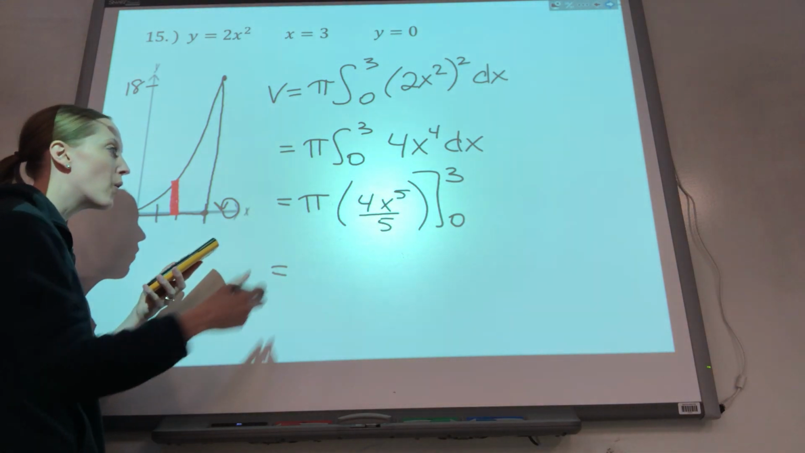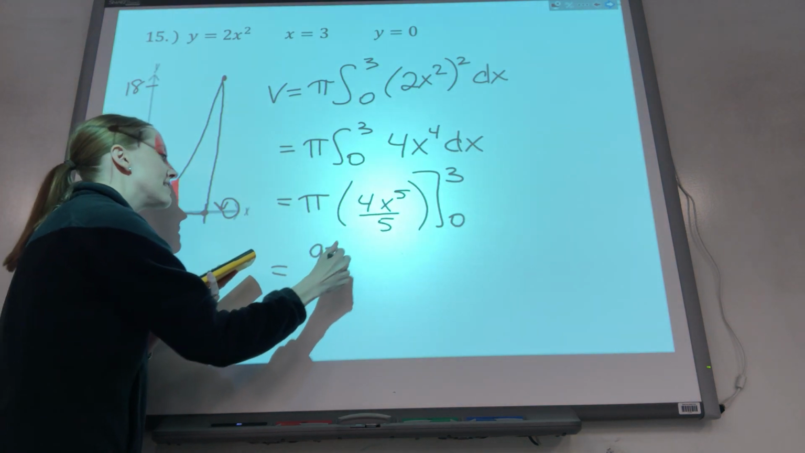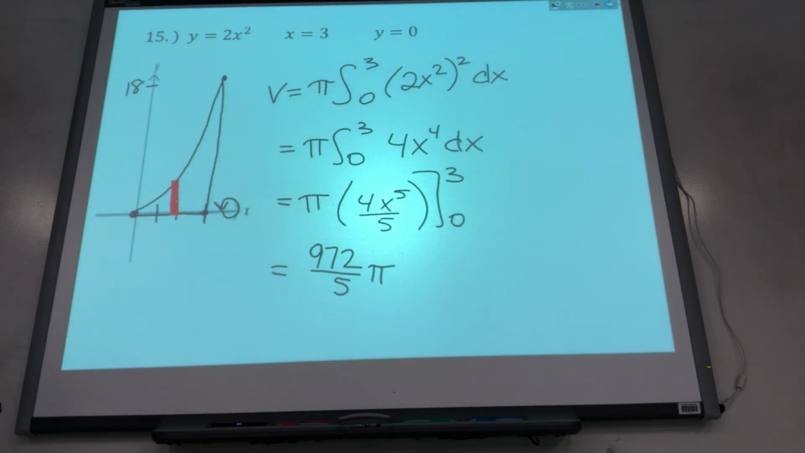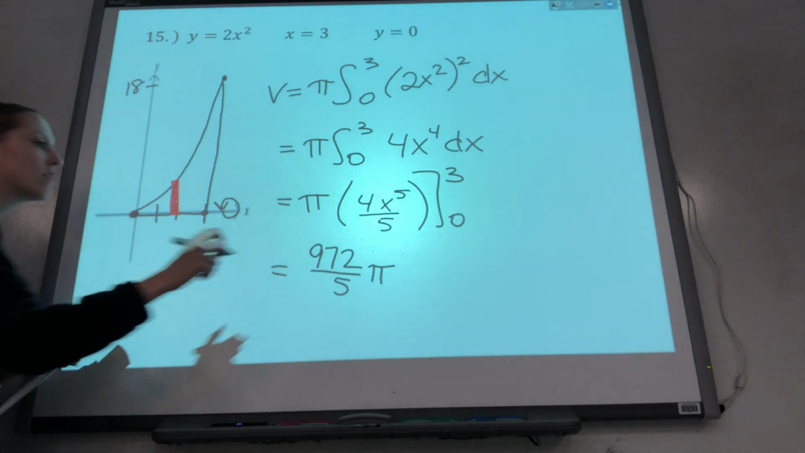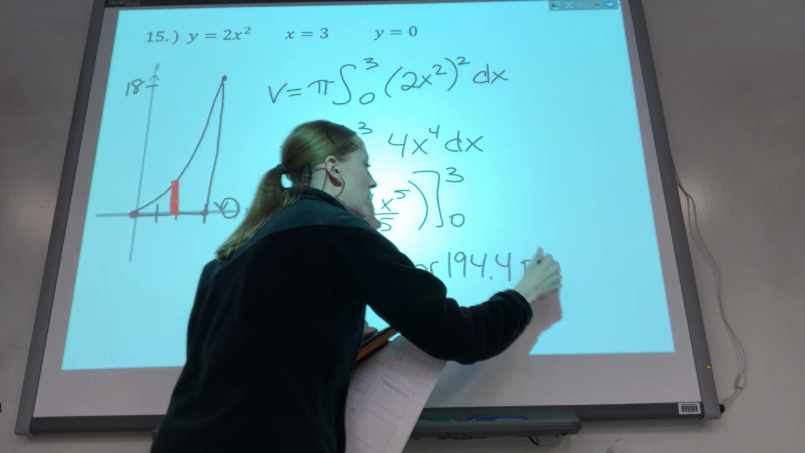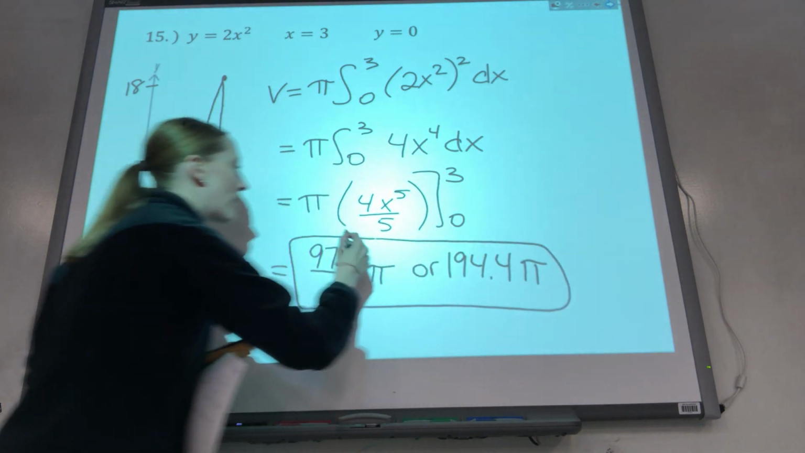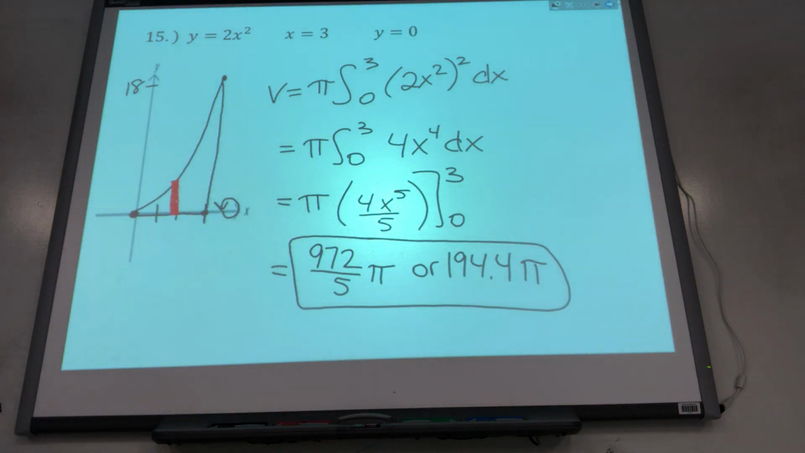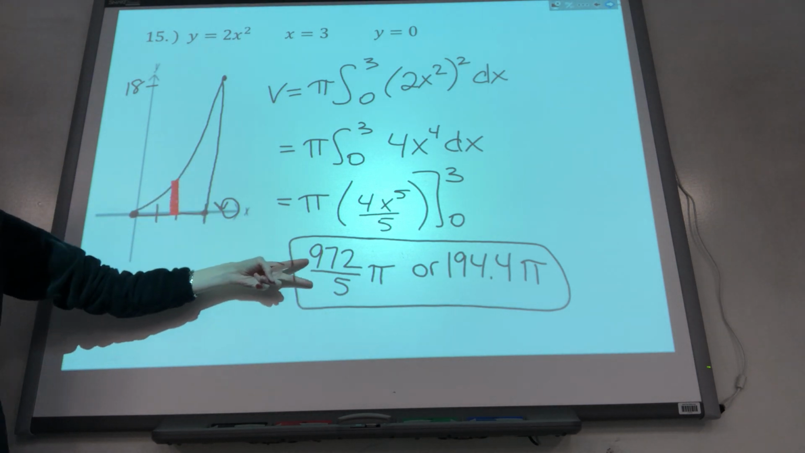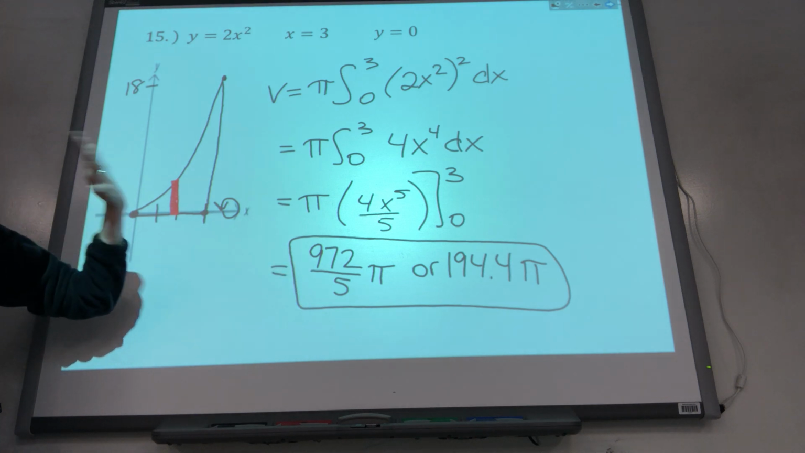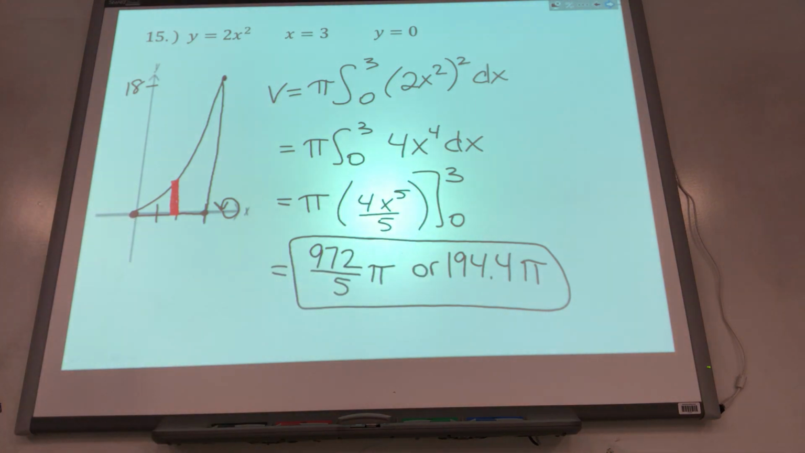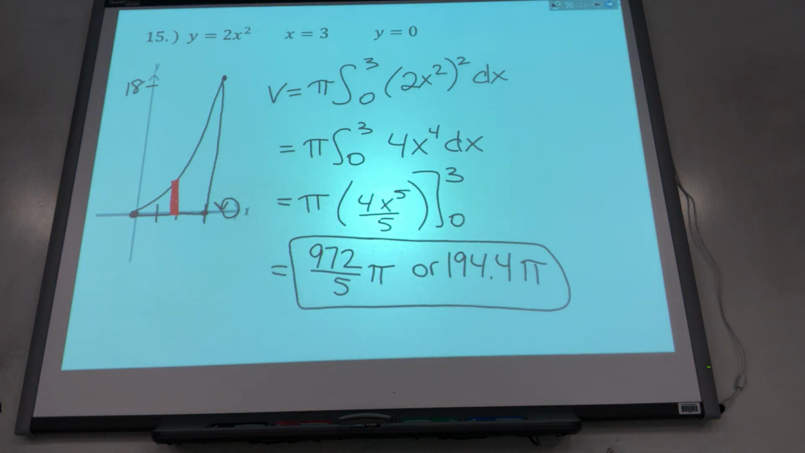Take that times 4, and so you can leave it as 972 fifths pi, or if you wanted to divide that out to get a decimal, it's 194.4 pi. Either way is fine. Now, if the choices on the final have fractions, but you got a decimal, just take the choices and divide them out on your calculator and see which one matches up to what you got. 972 divided by 5 is the same as 194.4.